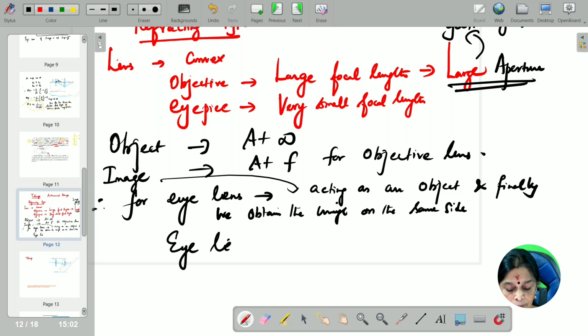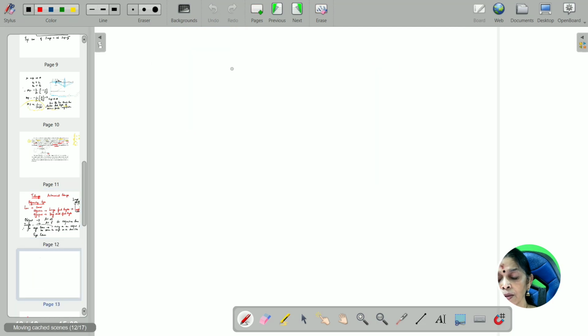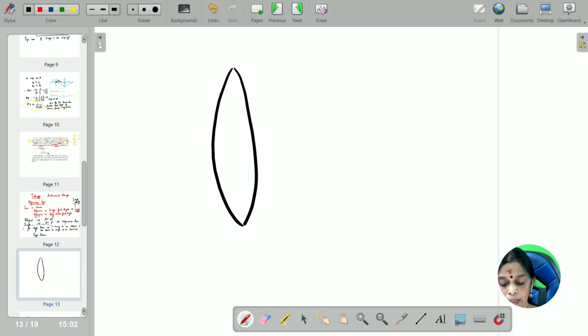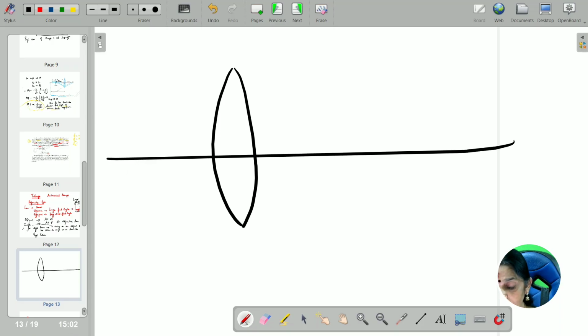Or eye lens. So let me draw the diagram the same way. I will teach you how to draw the diagram. This is an objective lens. Do not draw both the lenses together. Now the ray of light is coming from infinity, so I am putting a dotted line, and it is meeting at F.